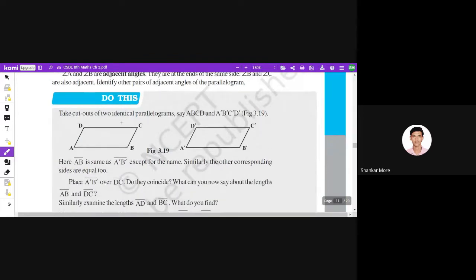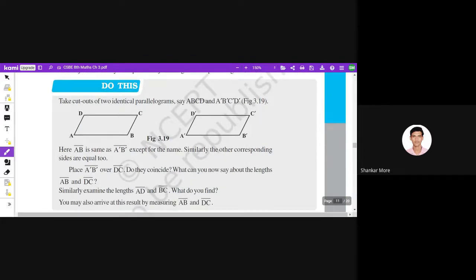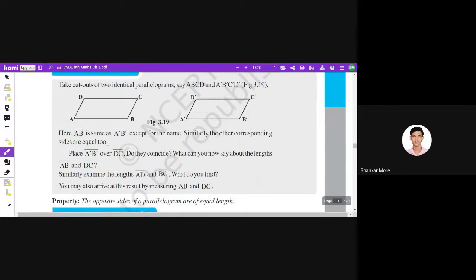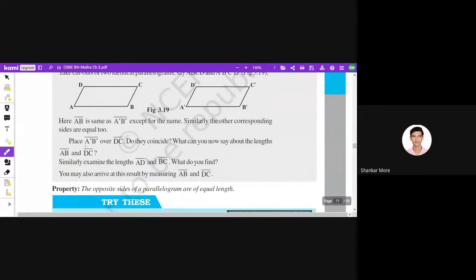Now take cutouts of two identical parallelograms, say ABCD and A dash B dash C dash D dash. So these are two identical parallelograms. मतलब दोनों के भी angles and sides same ही हैं. Now here AB is the same as A dash B dash, except for the name. Similarly, the other corresponding sides are equal too. Now place A dash B dash over DC. Now see, this is DC and we have to put A dash B dash over DC. So do they coincide? What can you say about the lengths of AB and DC?